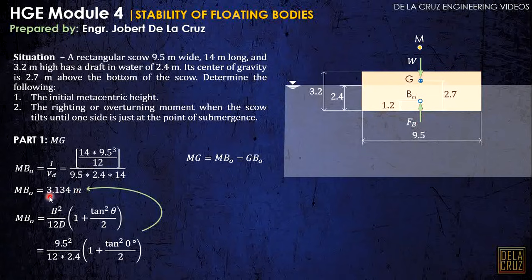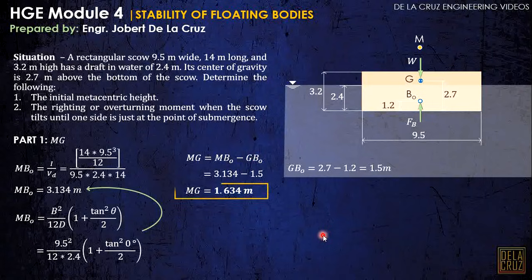So as you can see, no, our MBO, which is 3.13, that is greater than GBO. Kaya andito sa taas yung M natin. Okay, pag nangyaring mas maliit ito sa ating GBO, then nasa in between siya sa G and BO. Okay, so GBO here is 2.7 minus 1.2. Okay, that's why we can calculate our MG. Ito yung metacentric height, initial metacentric height na wala pa siyang tilting.